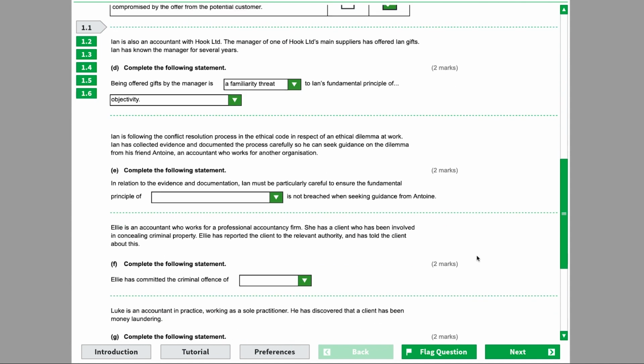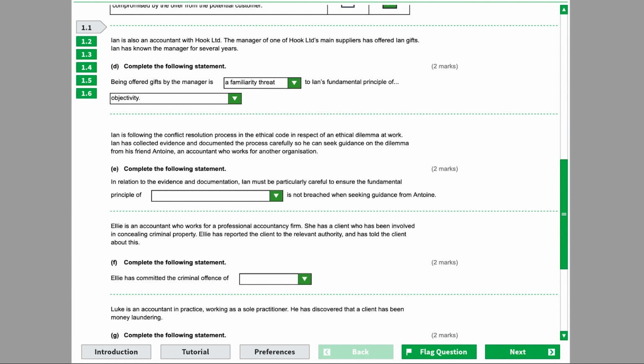Following on then for part E, Ian is following the conflict resolution process in the ethical code in respect of an ethical dilemma at work. Ian has collected evidence and documented the process carefully so he can seek guidance on the dilemma from his friend, an accountant who works for another organisation. E then, complete the following statement. In relation to the evidence and documentation, Ian must be particularly careful to ensure the fundamental principle of, and then we need to select either confidentiality, professional competence and due care, or professional behaviour.